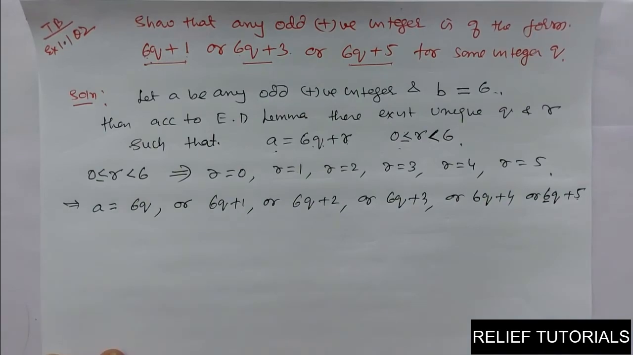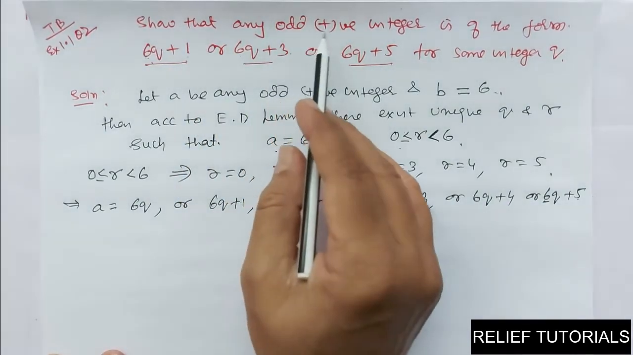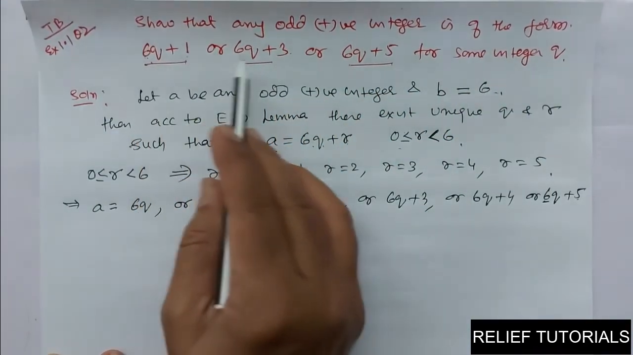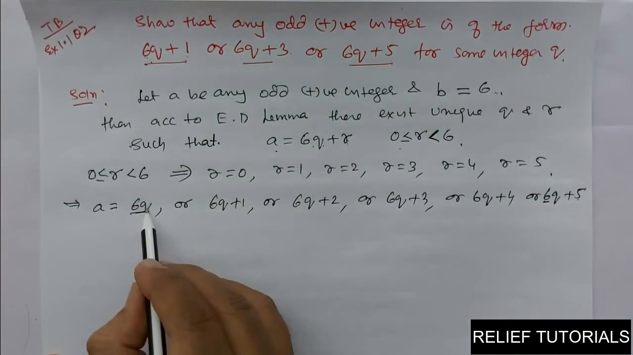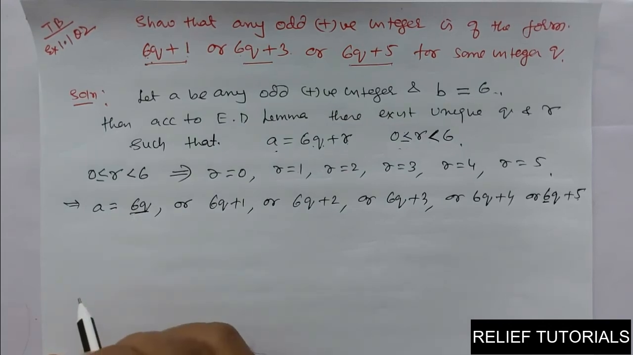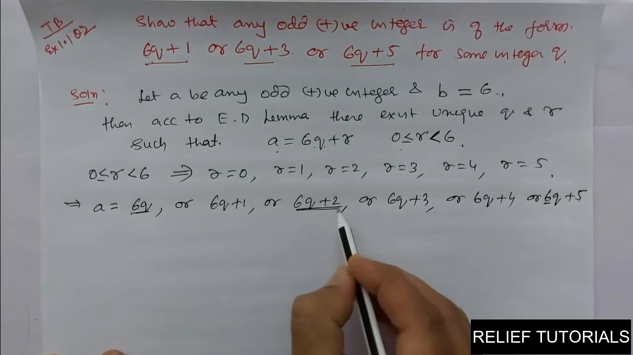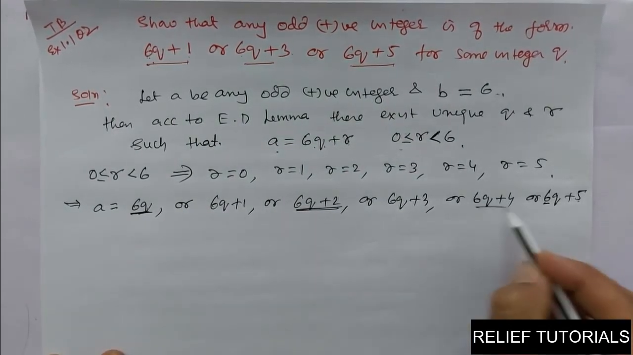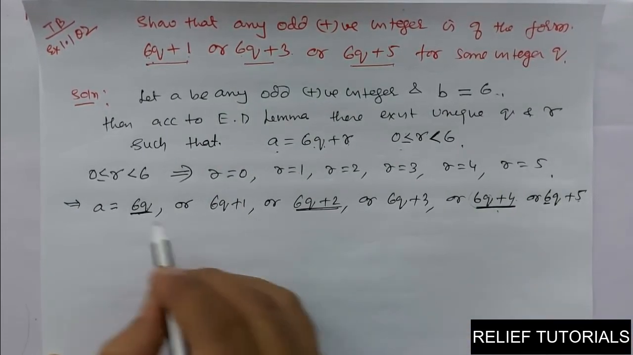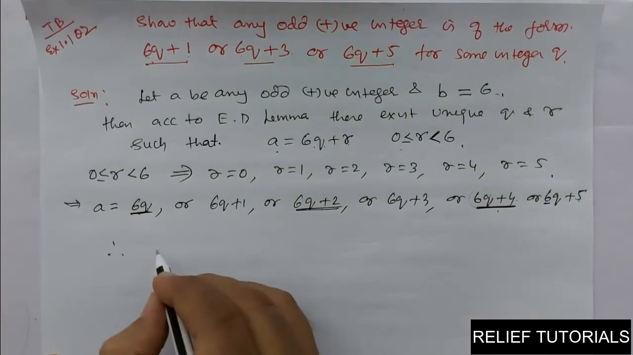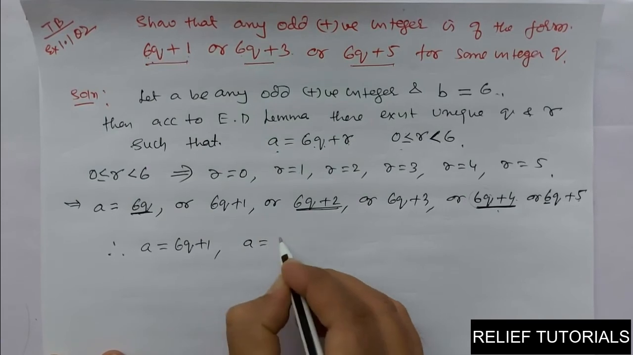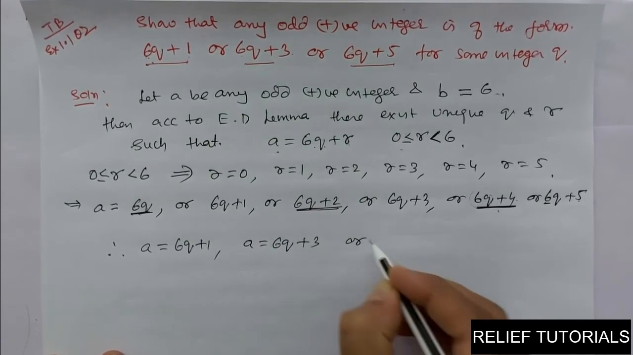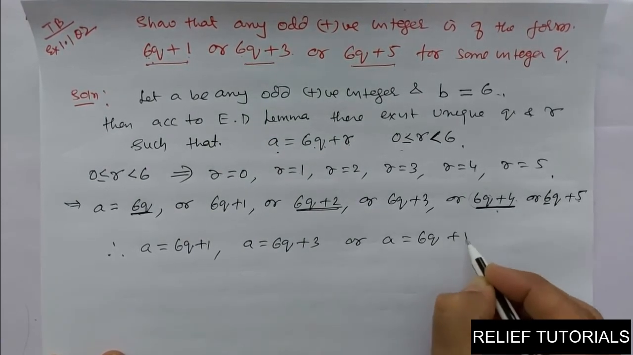So, A is in this form. Now we have to show that any odd positive integer is of the form 6q plus 1, 6q plus 3, or 6q plus 5. Now 6q, you know that if you multiply any integer with 6, you will get an even number. And if you add 2, this is also an even number. And again if you add 4, this is even. So all these are even. So therefore we can say A is equal to 6q plus 1, A is equal to 6q plus 3, or A is equal to 6q plus 5.